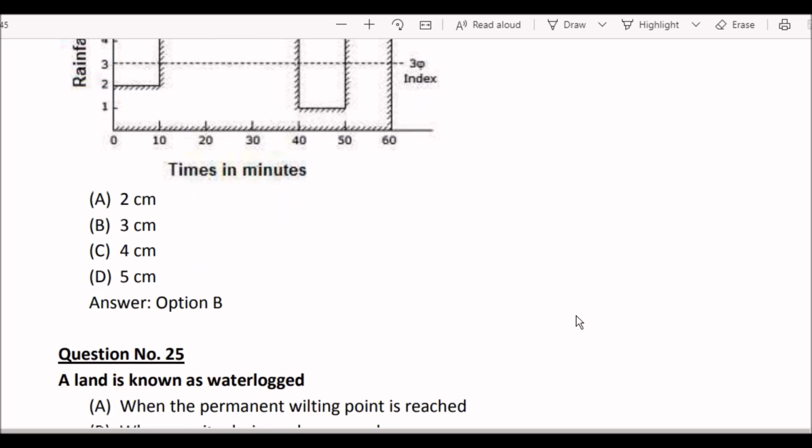Next option is option A 2 cm, option B 3 cm, option C 4 cm, option D 5 cm. And here right answer is option B. After solving, right answer is option B 3 cm.